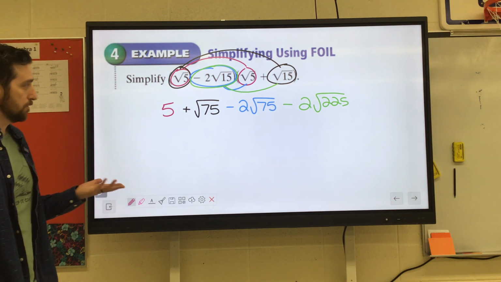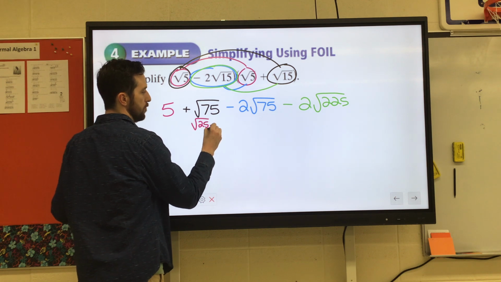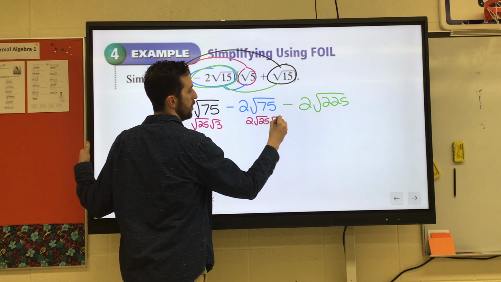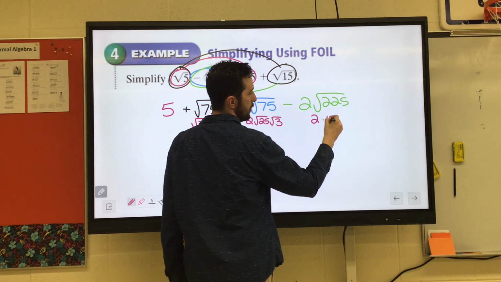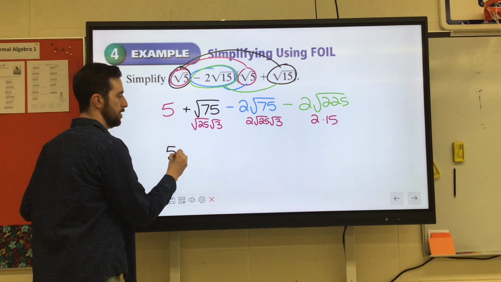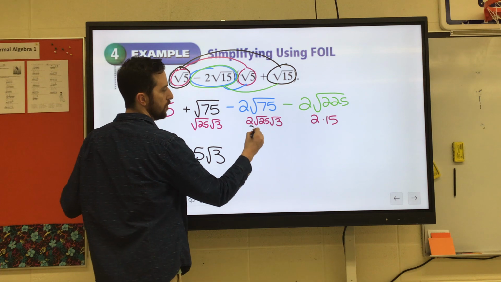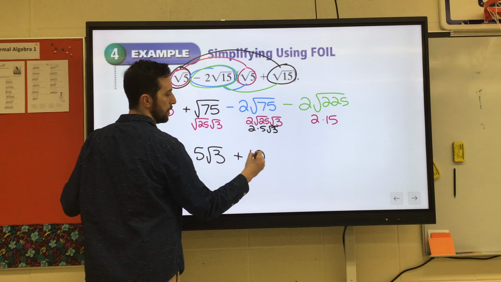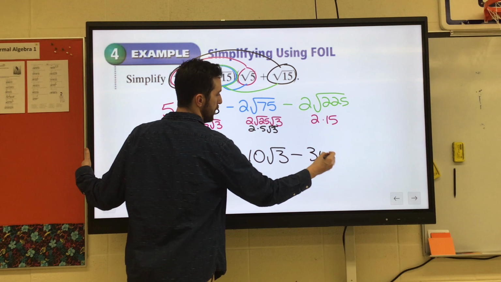All right. You could break down the perfect squares here, which is what I'd recommend. There's nothing to do with the 5, but 75 is 25 times 3. And then 225 is a perfect square. It's just 15. So let's clean up some stuff here. We have the 5 plus this root 25 is 5, so 5 root 3. Here, the square root of 25 is 5. 2 times 5 root 3 is 10 root 3. And over here, minus 2 times 15 is 30.